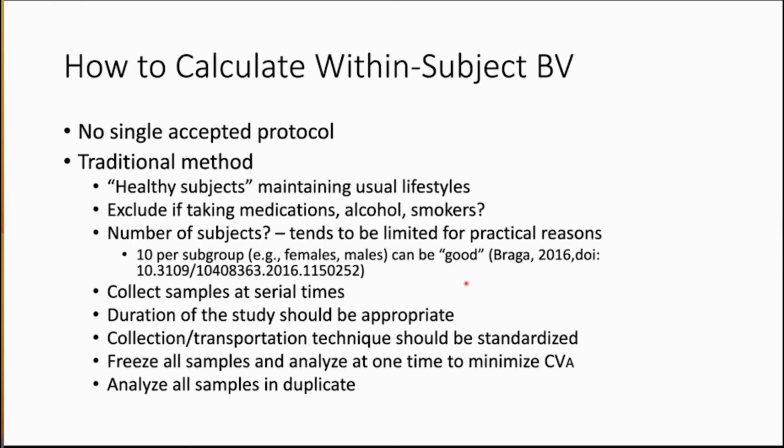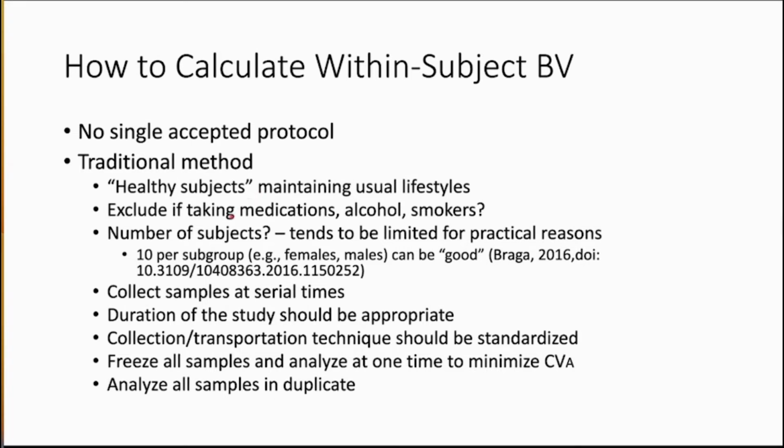So how do we calculate the within subject biological variation? I think the first thing to say is that there's currently no universally accepted protocol. There are some guidelines, but they leave a lot of wiggle room. The traditional way of doing this is to take so-called healthy subjects who are maintaining their usual lifestyles, and then you sequentially over time monitor whatever it is you're interested in and come up with a level of variation in that subject.